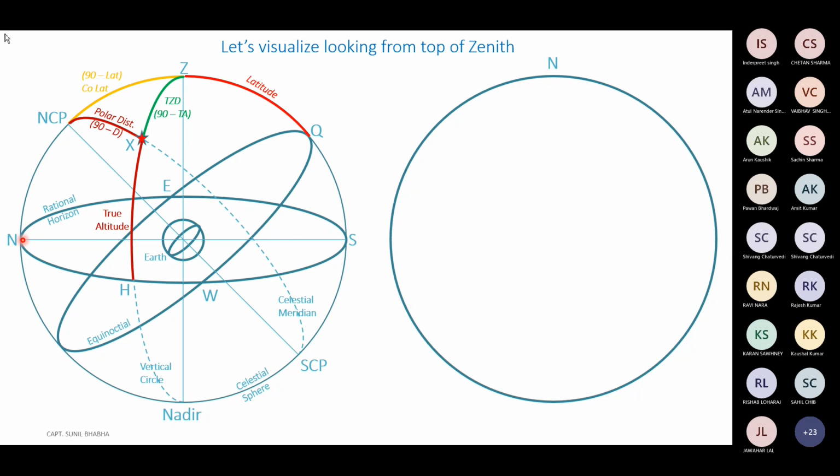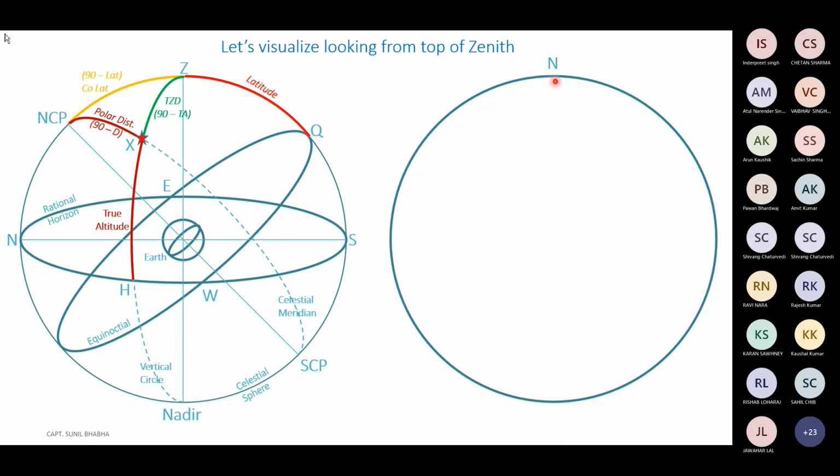Now, exactly opposite to this north direction on the other side, you will have the south point. And if you go 90 degrees towards the right side of north, you will have the east point. And if you go 90 degrees towards the left side of the north point, you will have the west point. So let us mark off these points in our rational horizon diagram.